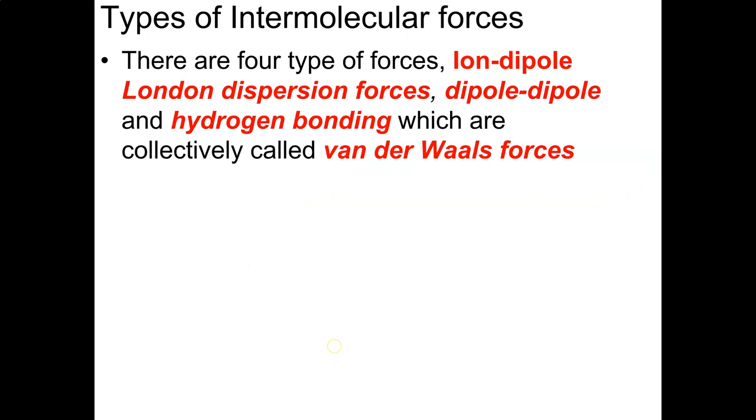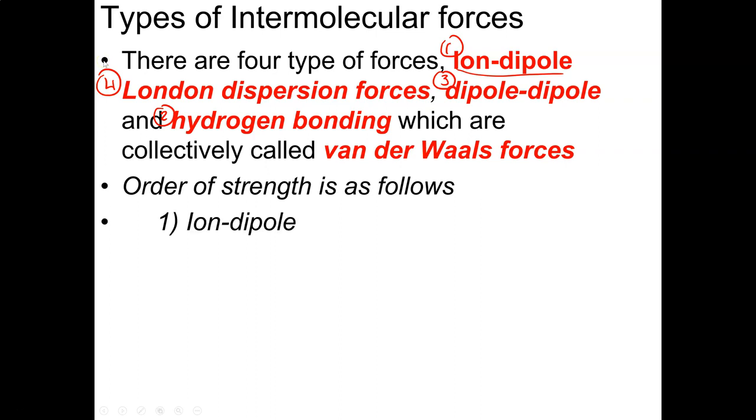So types of IMFs. There are four types. The strongest is ion dipole. This is top dog. London dispersion force is the weakest. Hydrogen bonding is the second strongest. Van der Waals forces, dipole-dipole, is the third strongest. And then the last is going to be London dispersion forces. So that's your ranking, if you will. These are collectively called Van der Waals forces, which is a fancy way of saying IMFs.